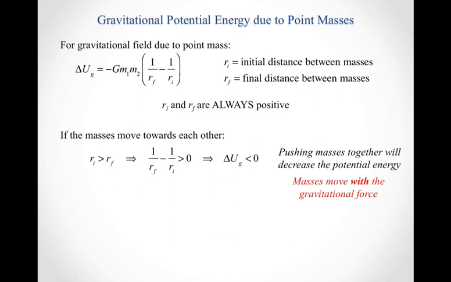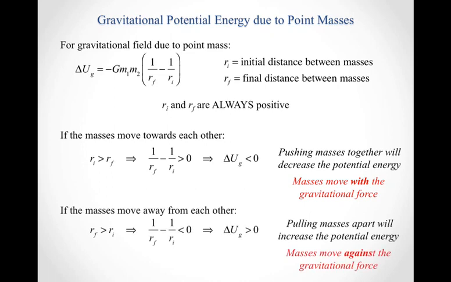That's consistent with what we talked about in the previous video, which is that in letting my masses come together, their gravitational potential energy will decrease because they're moving with the gravitational force. The gravitational force wants to pull them together, and so in letting them come together, they're moving with the gravitational force, and the gravitational potential energy decreases.